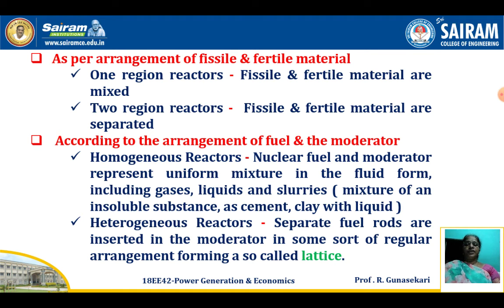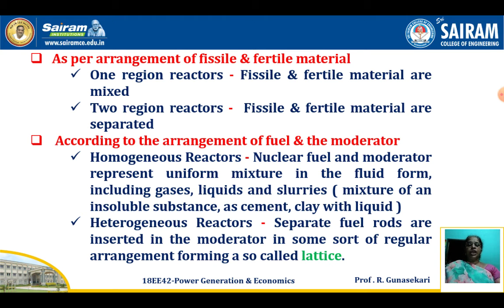The next classification is according to the arrangement of fuel and the moderator. One is homogeneous reactors, another one is heterogeneous reactors. What is meant by homogeneous reactors? Nuclear fuel and moderator represent a uniform mixture in fluid form, including gases, liquids, and slurries. Slurries means a mixture of insoluble substances such as cement or clay with liquid only. Such type of reactors are known as homogeneous reactors.